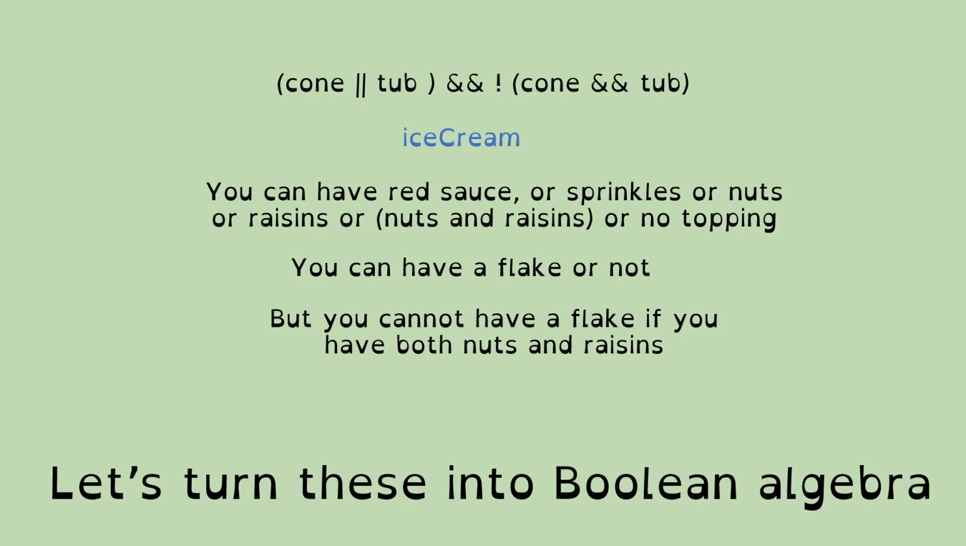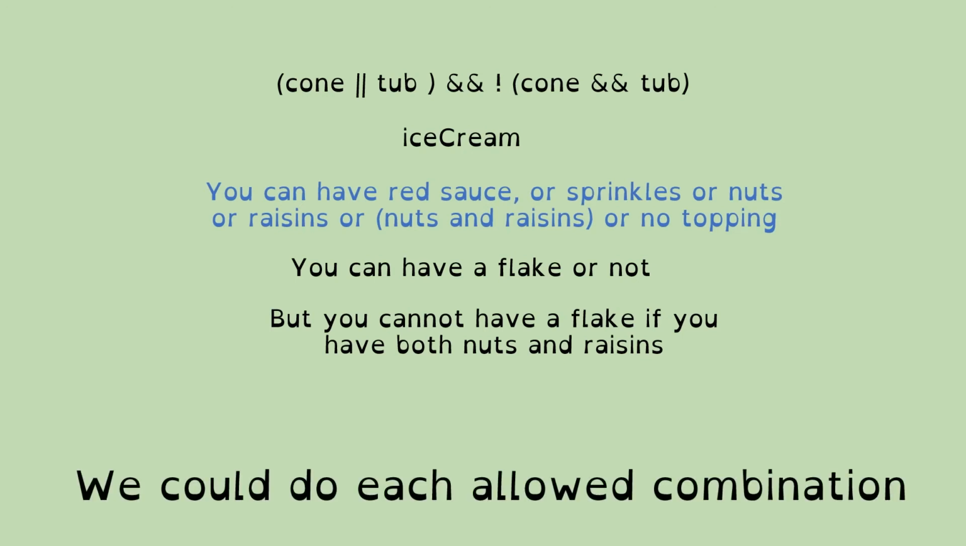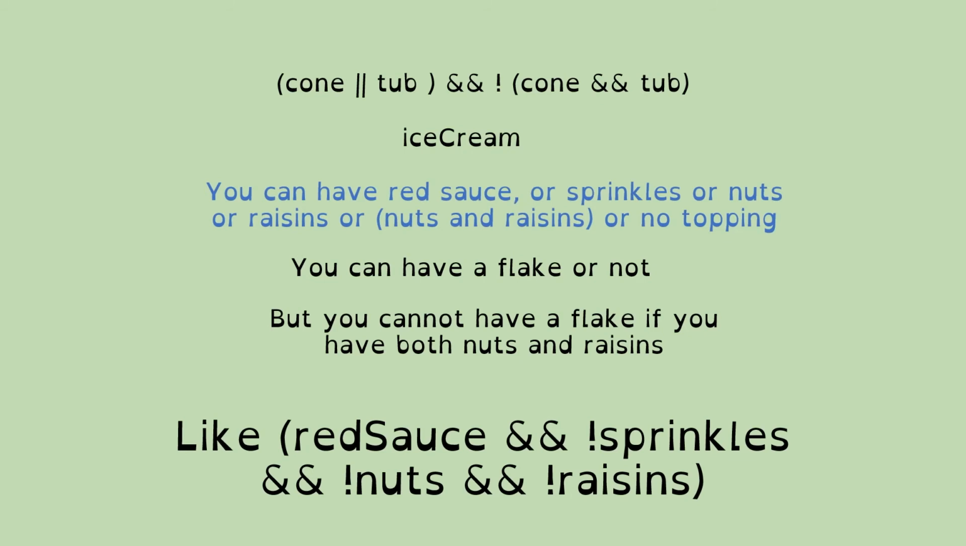Right, this next statement is a little bit of a difficult one to deal with because we've got a fairly complicated situation. We can have red sauce or sprinkles or nuts or raisins or nuts and raisins or no topping at all. One way of approaching this would be to look at each allowed combination. So for example, you could have red sauce and not sprinkles and not nuts and not raisins. And this is effectively taking the red sauce, sprinkles, nuts and raisins as if it was a truth table, finding all the allowed combinations, and then you could chain them together with or and put the whole thing in brackets.